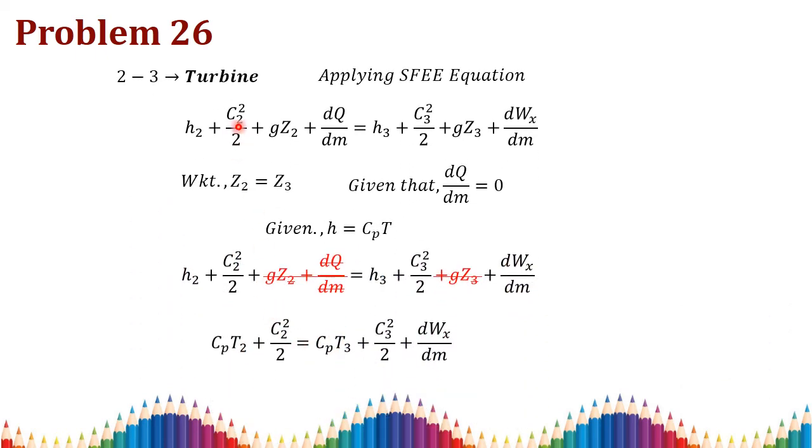Second one is 2 to 3, the turbine. Applying the steady flow energy equation at the turbine, you get H2 plus C2 square by 2 plus gZ2 plus dq by dm, which is equal to H3 plus C3 square by 2 plus gZ3 plus dwx by dm. Here also the datum levels are equal. In the question itself they have stated that there is no heat loss, so you have to neglect dq by dm. Then your equation will be CpT2 plus C2 square by 2, which is equal to CpT3 plus C3 square by 2 plus dwx by dm. In this we need to find dwx by dm.